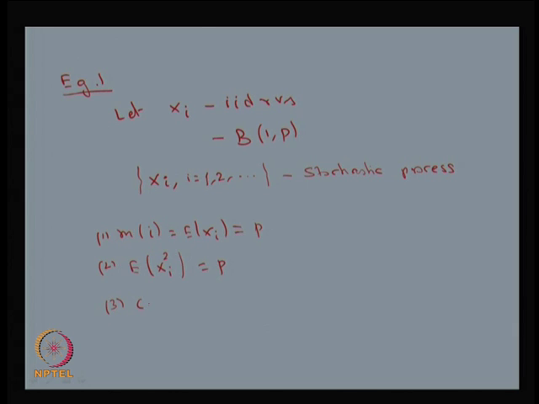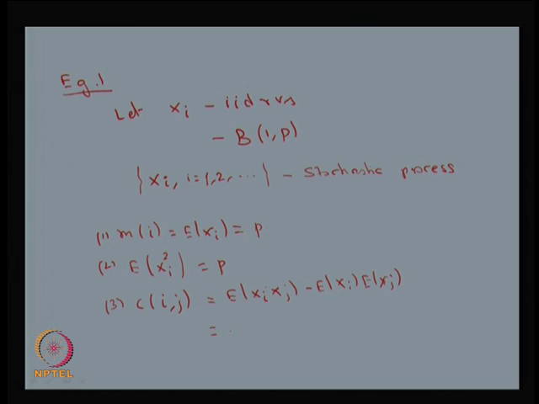If you find out the covariance C of i comma j, instead of s comma t you have i comma j, that is nothing but the expectation of X of i, X of j minus the expectation of X of i times the expectation of X of j. Since they are independent random variables, the expectation of Xi into Xj is the expectation of Xi into the expectation of Xj, which is the same as this one. Therefore, this is going to be 0 for all i not equal to j.